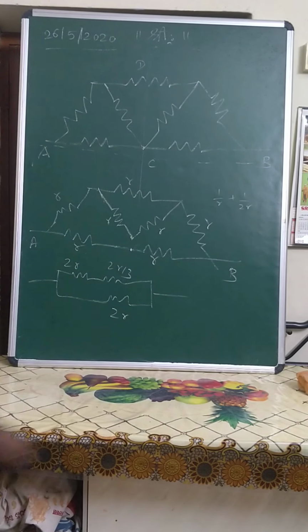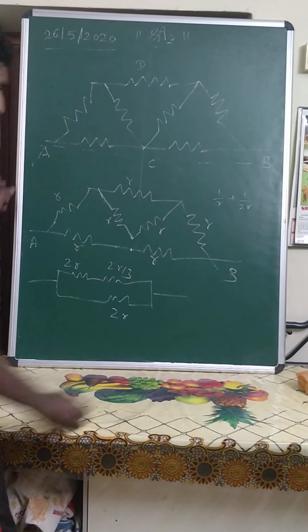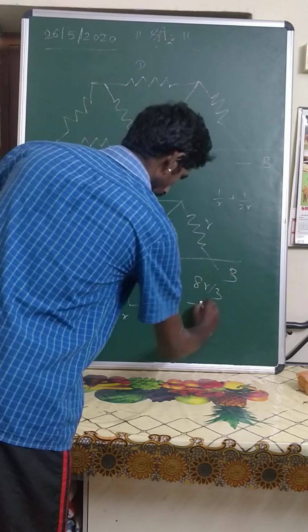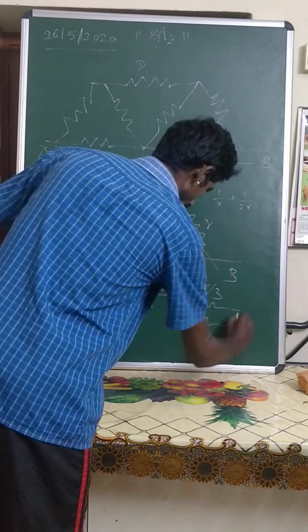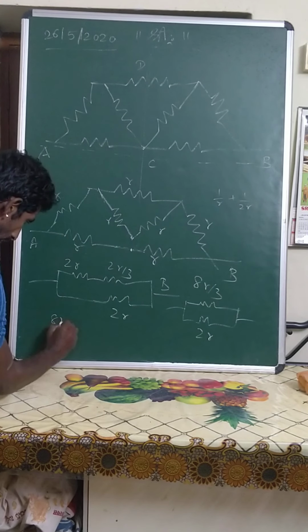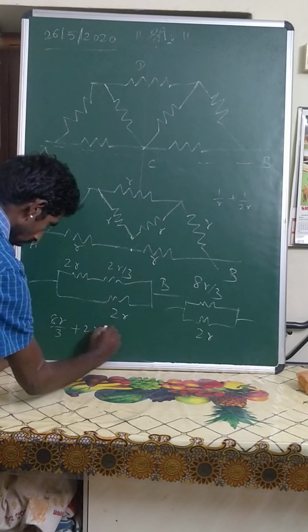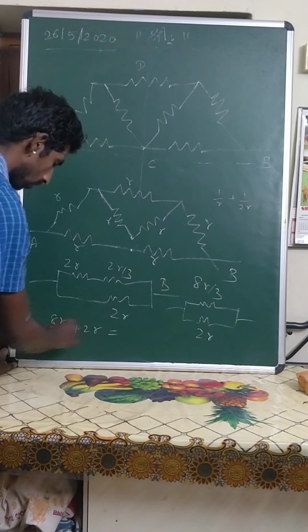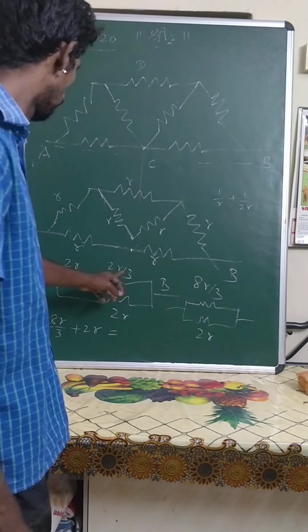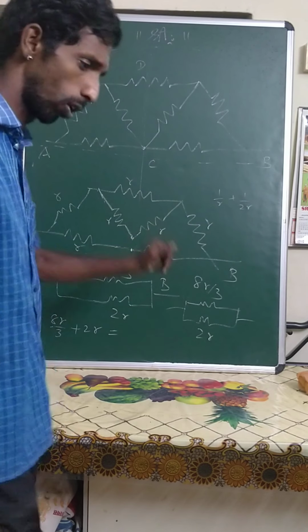So on solving this, 2R plus 2R by 3 gives 8R by 3 in the top. In the bottom we have 2R. So finally the answer will be 8R by 3 in parallel with 2R. I think it is right: 2R plus 2R by 3, that is 8R by 3.